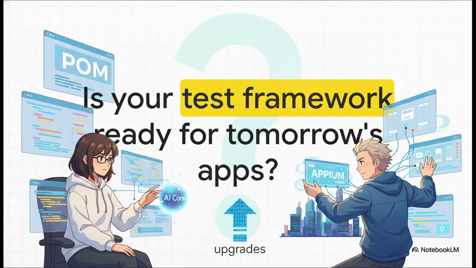Which leaves us with one final, pretty provocative question to ponder. Is your test framework actually ready for tomorrow's apps? If you're still relying on brittle spaghetti code and constantly battling mobile device states, it is definitely time to start implementing these automation upgrades today. Get your page object models structured cleanly in Playwright, dial in your Appium capabilities, and prep your framework for this AI-driven future.